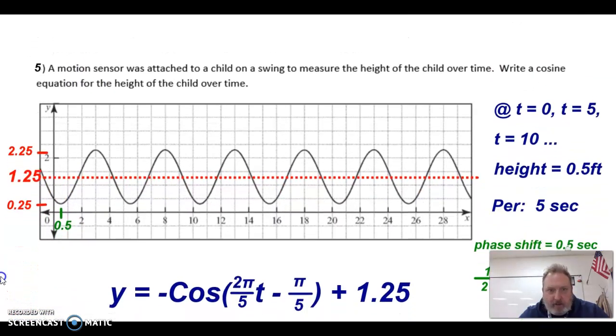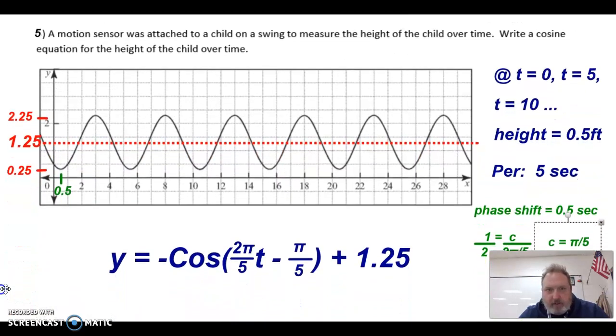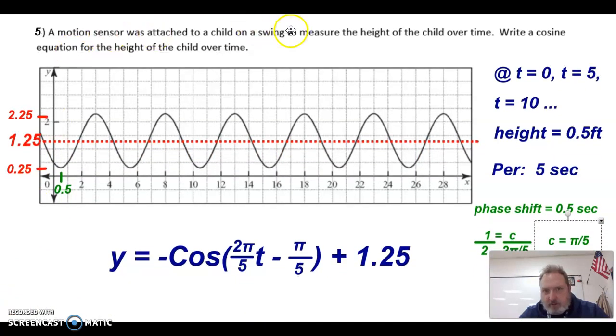So we've got a motion sensor attached to a child on a swing. The child's going up and down on this swing, measuring the height over time, and we want a cosine equation. So you can see here, we're not quite at the bottom at 0. I'm going to come back to that in a second. Here you see the bottom of the wave. So bottom, the top, the bottom. So since we're starting at the bottom, that's a negative cosine.